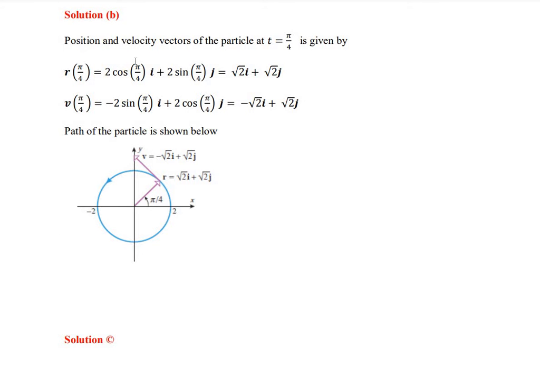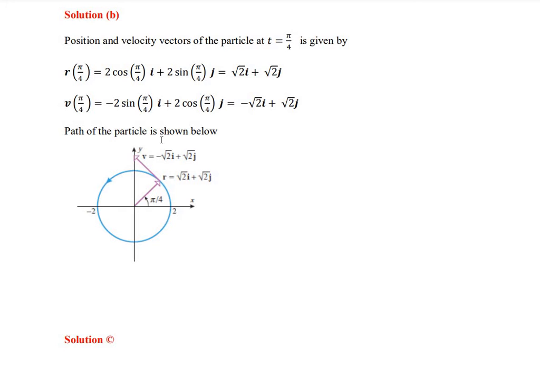Next one, the position and velocity vectors of the particle at t = π/4. So you apply t = π/4 in the position vector and velocity vector. Vector r of π/4 will be equal to root 2 i cap + root 2 j cap, and the velocity vector at t = π/4 is equal to −2 sin π/4 i cap + 2 cos π/4 j cap, that's equal to −root 2 i cap + root 2 j cap.